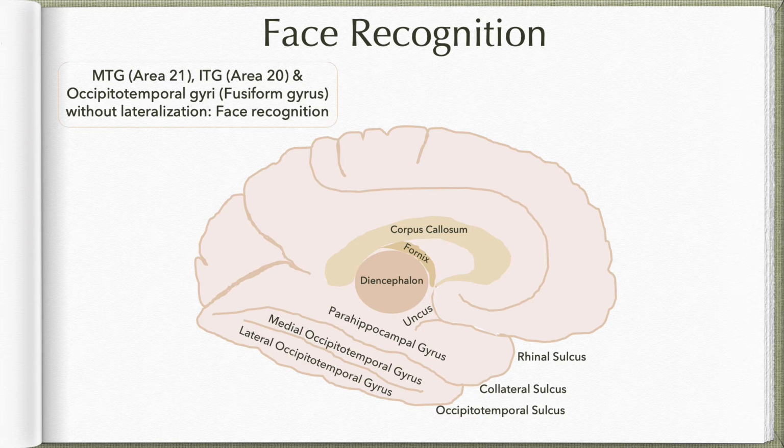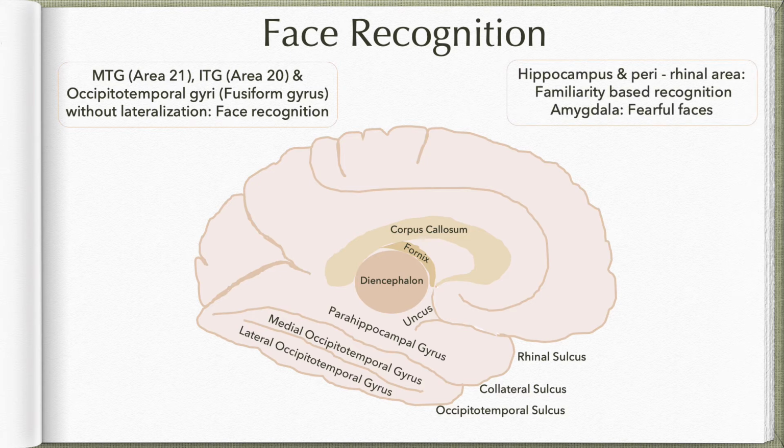The middle temporal gyrus on the superolateral surface, that is area 21, inferior temporal gyrus, that is area number 20, situated on the superolateral surface, as well as the lateral occipitotemporal gyrus, that is fusiform gyrus. Without lateralization, that is both right and left sides, they are involved in face recognition. In addition, the hippocampus and the perirhinal area is involved in identifying the familiar faces. Amygdala is involved in identifying the fearful faces. So these are the areas which are involved in recognizing the face.